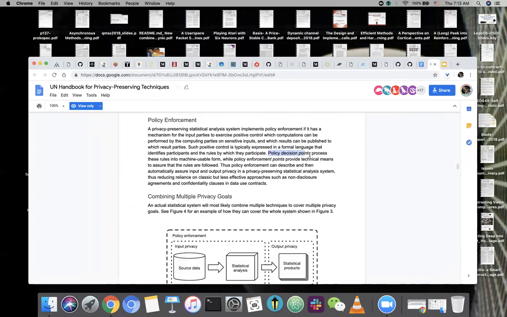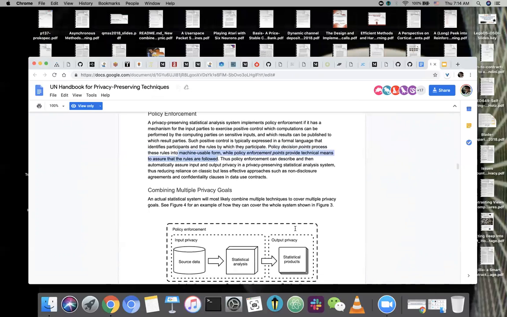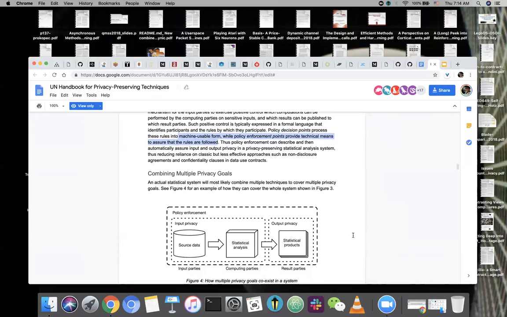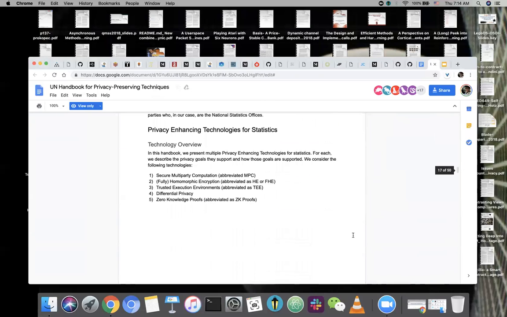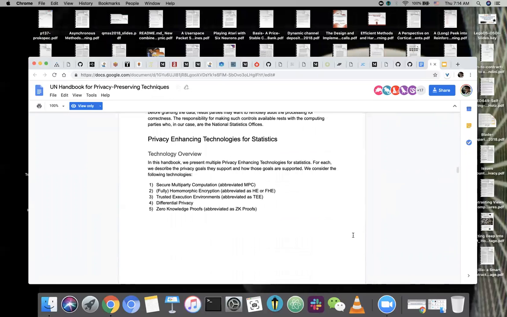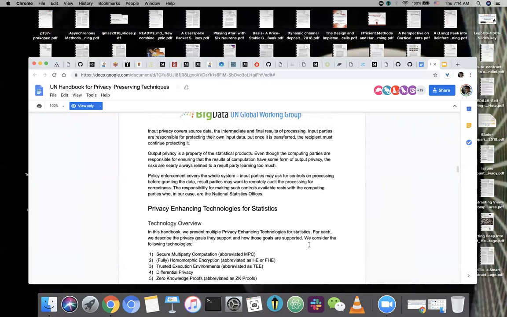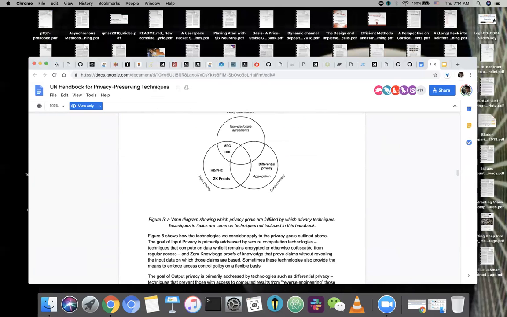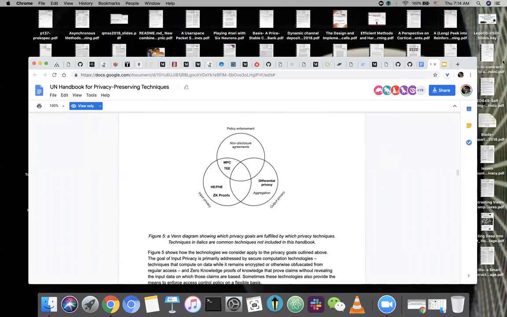They mention that the policy decision points process these rules into machine readable form, with policy enforcement points providing technical means to assure that rules are followed. I think what we do here is, for stuff like MPC, homomorphic encryption, differential privacy, ZK proofs, those could also be applied for a policy system. Here we go, there's this awesome figure.